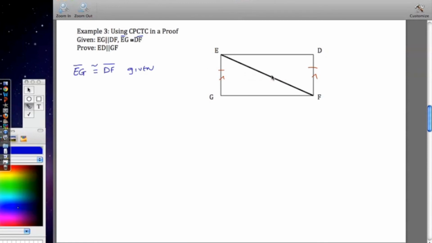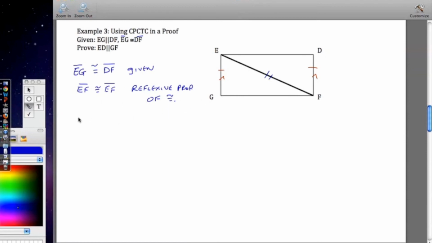Also, it looks like maybe we could use the fact that EF is congruent to EF, because that's an easy one. That's reflexive property of congruence. Okay, so that's an easy one. That helps us out. Now, we have a side and a side. Is there a way that we could prove this angle in between them is the same? That's what we're trying to figure out, because if we can prove that the two triangles are congruent, then we can prove something about the parts.